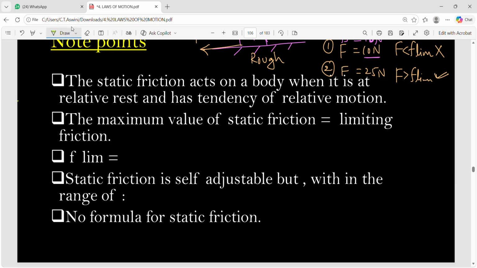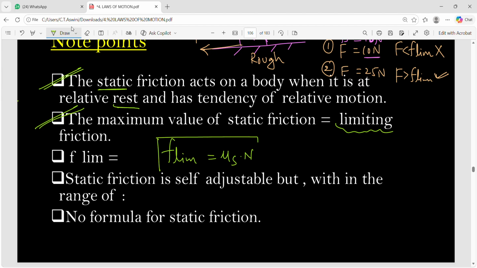The static friction acts on a body when the body is at rest or it has a tendency of relative motion. And what is the maximum value of static friction? That's nothing but limiting friction. What is the formula of F limiting? That is mu S into N. Fk is mu k into N. Fs is mu S into N. And what is this mu S? Mu is actually the coefficient of friction. Mu S means this is the coefficient of static friction.